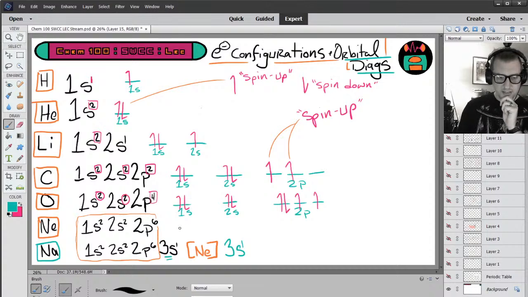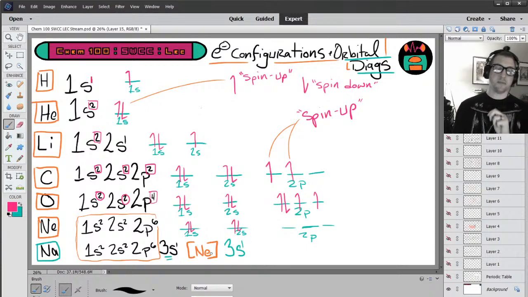Let's do neon next. So we have our 1s subshell, our 2s subshell, and our 2p subshell. We have 2 electrons in our 1s subshell, 2 electrons in our 2s subshell, and now we've got a whopping 6 electrons in our 2p subshell. So we have 1, 2, 3, 4, 5, 6.